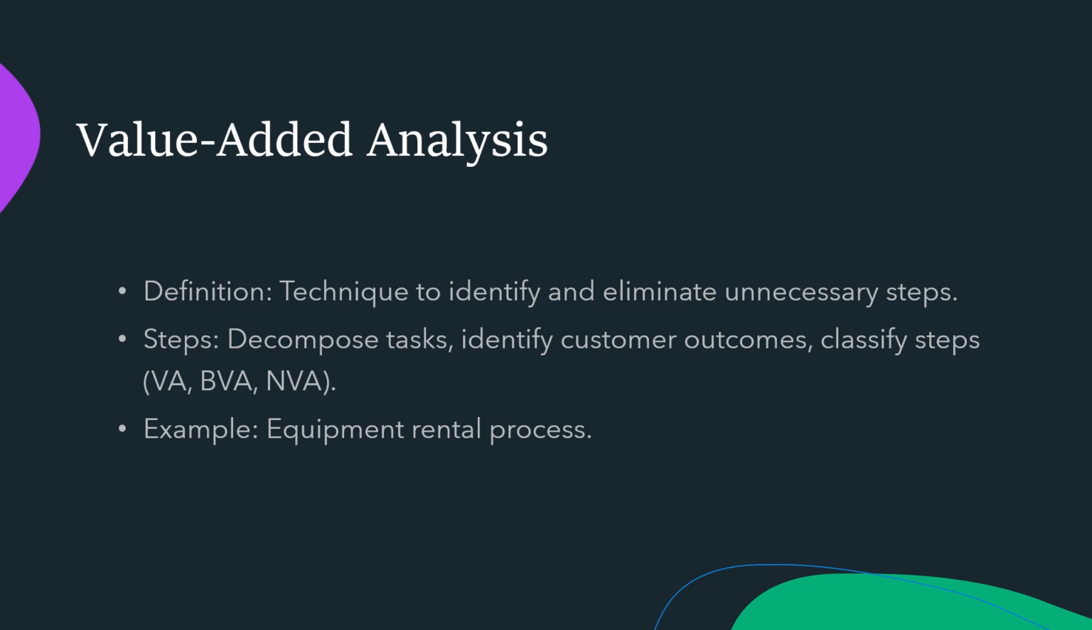Now let's take a closer look at value-added analysis, often abbreviated as VAA. This technique is a fundamental tool in the world of process improvement, and it's all about identifying and eliminating unnecessary steps within a process. So how does it work? Well, typically, value-added analysis involves breaking down tasks into smaller and more manageable steps. We then identify the desired outcomes for the customer and classify each step based on its contribution to those outcomes.